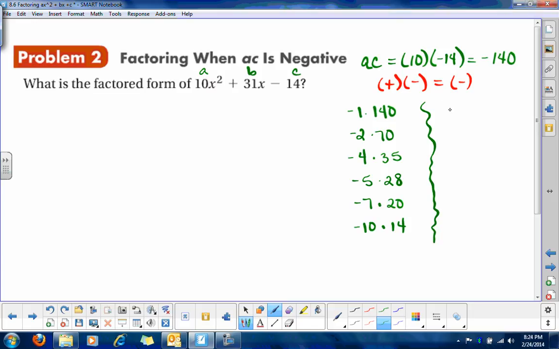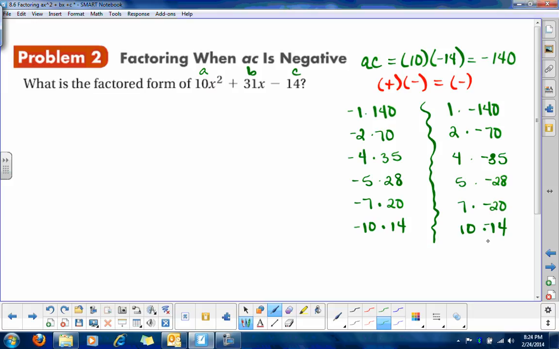Now, for the second ones, we've got 1 times a negative 140. We've got 2 times a negative 70. We've got 4 times negative 35, 5 times a negative 28, 7 times negative 20, and 10 times negative 14.